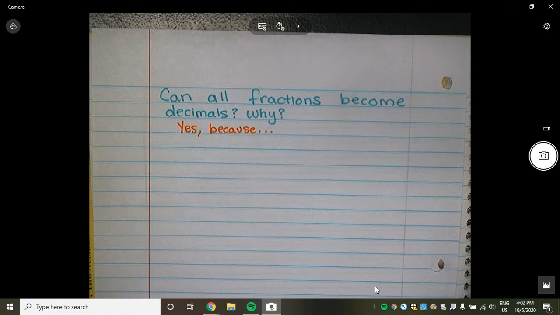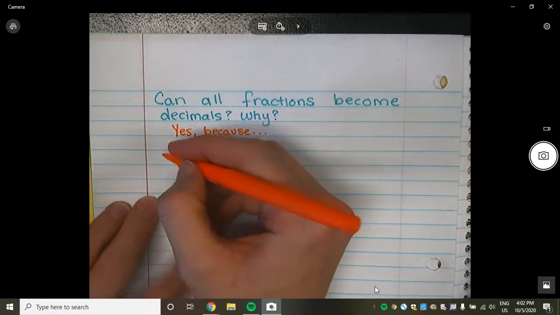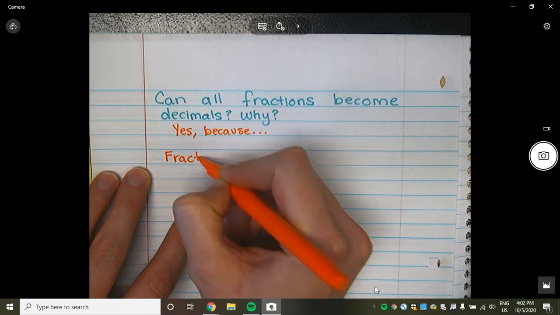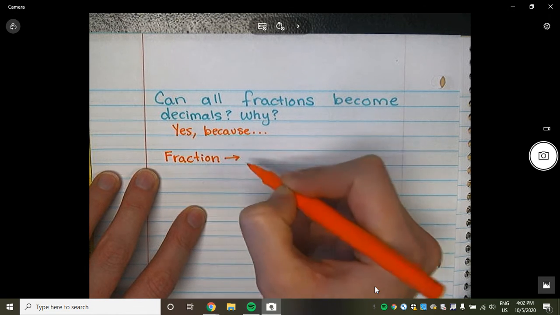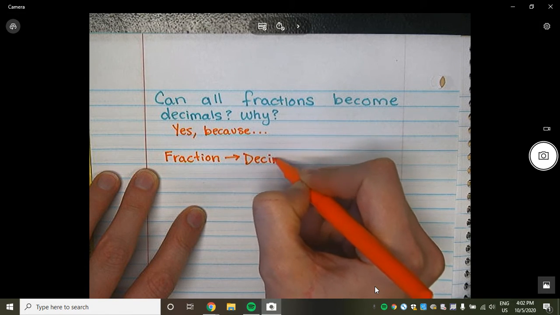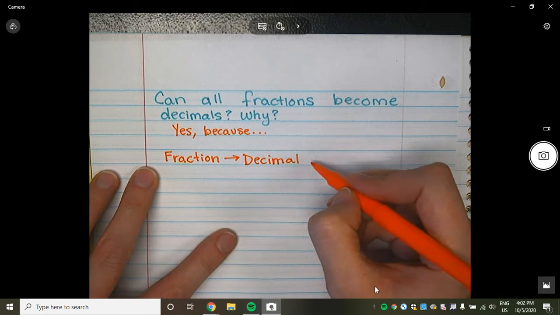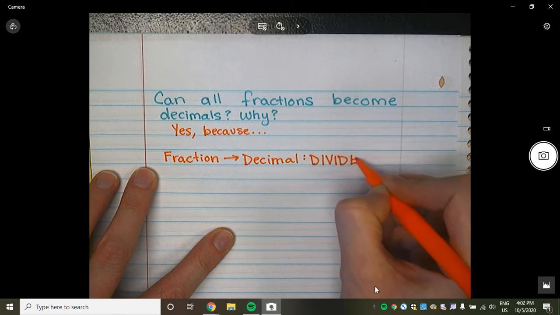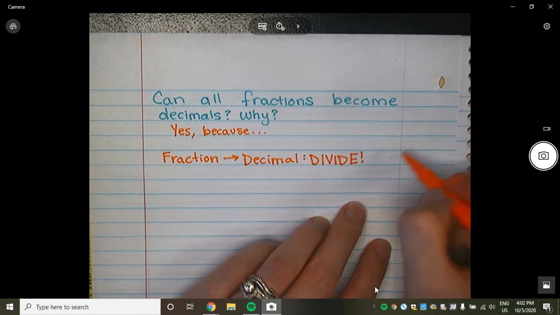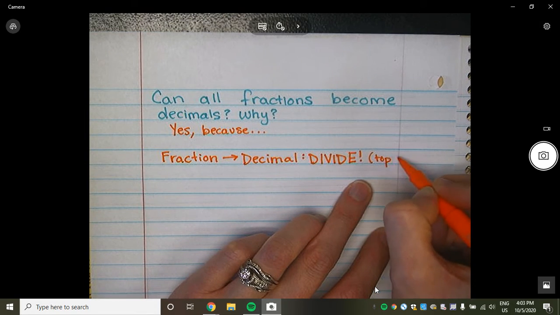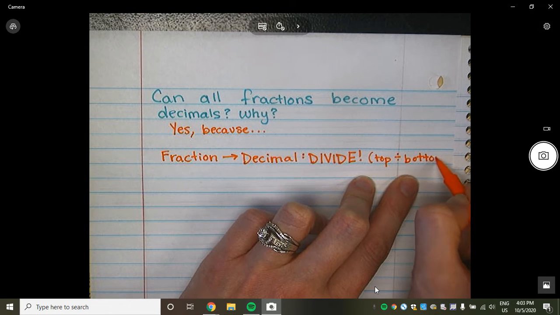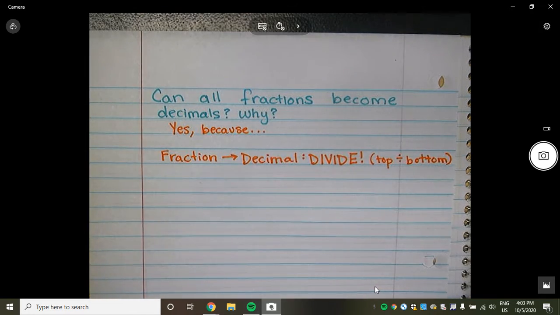When we have a fraction that we're trying to convert to a decimal, there's a simple thing that we do. If we are going from fraction to a decimal, the easy thing that we do is divide. We divide the top, which is the numerator, by the bottom, which is the denominator.